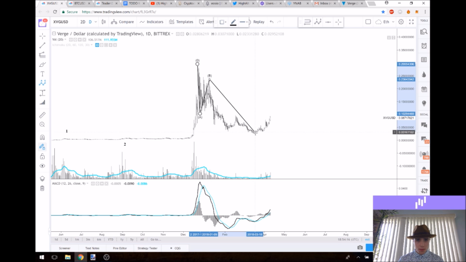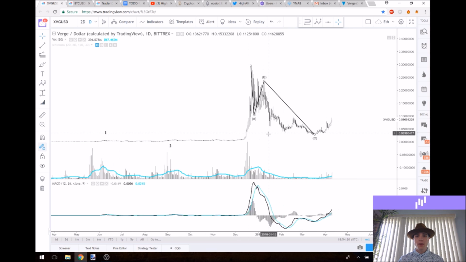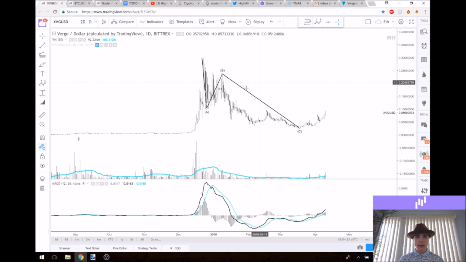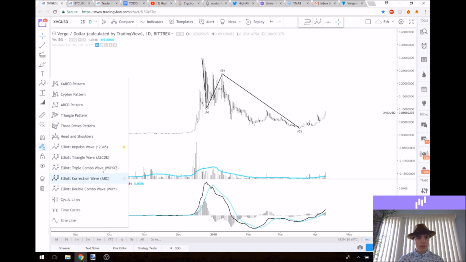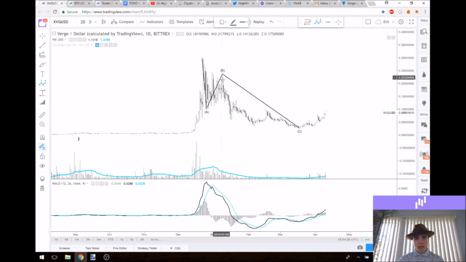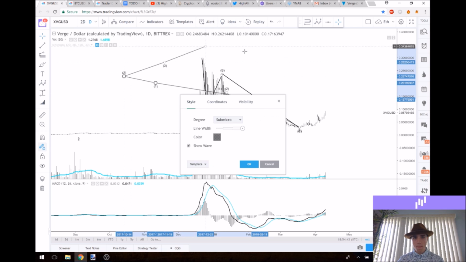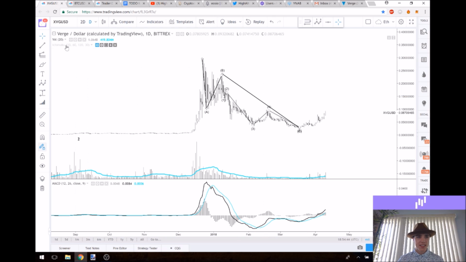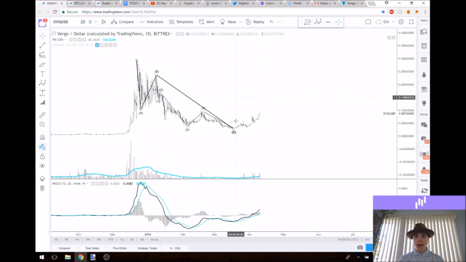Just like that, ABC correction down. And then if we zoom in a little bit, we can count the subwaves from the B to the C, and it gives us a very nice and valid 1, 2, 3, 4, 5 down. So we had a very, very nice ABC correction. Subwaves are easy to count here, and it started impulsing.